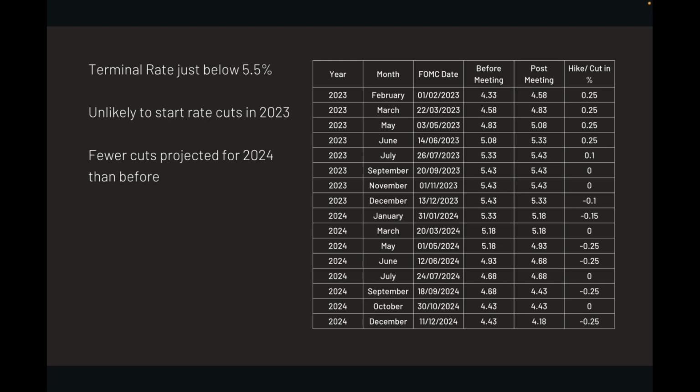So actually, let's take one step back, because that question is almost not that important, because before each meeting, the market almost always knows what the Fed is going to do, and the Fed is very interested in telling the market what they're going to do in the next meeting.